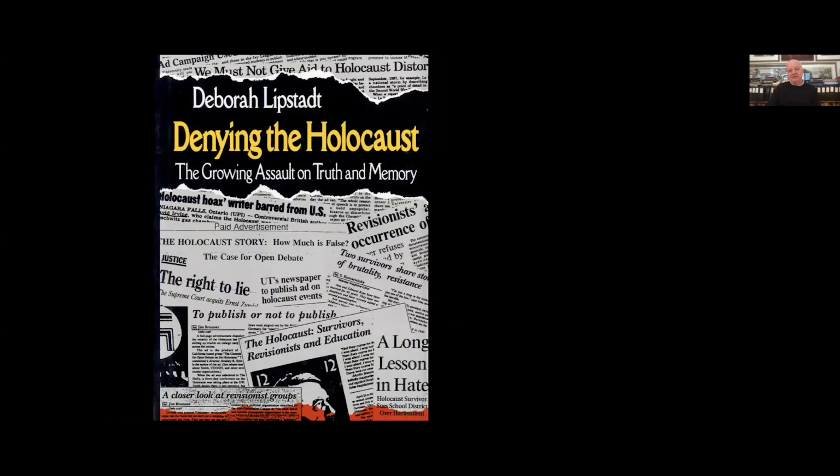And a historian, an American historian named Deborah Lipstadt, who had been commissioned to write a book on Holocaust denial, made him into one of the central characters in the book that she published in 1993, Denying the Holocaust: The Growing Assault on Truth and Memory.